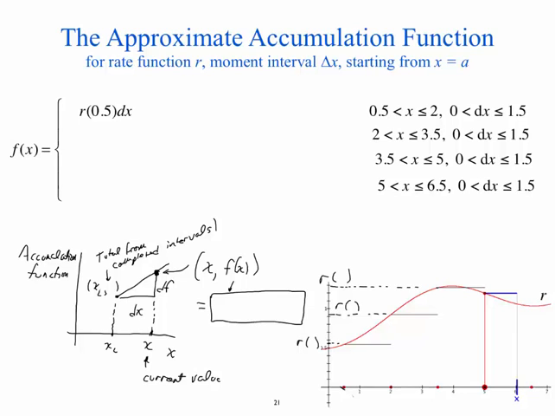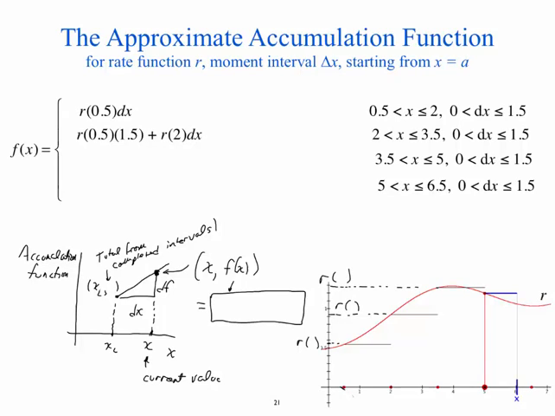Joseph. R of 0.5 times dx, and dx is 1.5. Right. So at 2, now it's going to be r of 0.5 times 1.5, plus the additional accumulation in this interval for the new dx. And how much will that be? No, dx. It's a changing quantity. Again. R of 2 dx. Oh, I didn't hear you. I'm sorry, I'm very sorry. Okay, I'm not ignoring anybody.